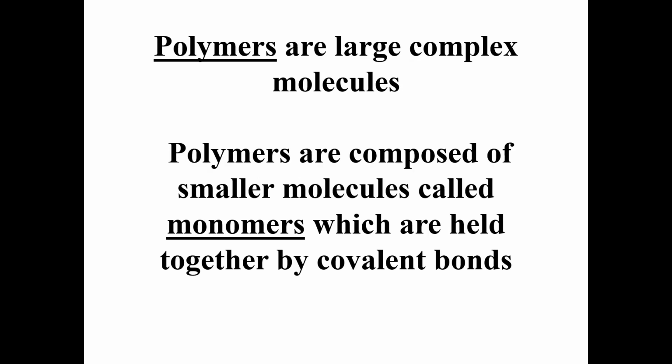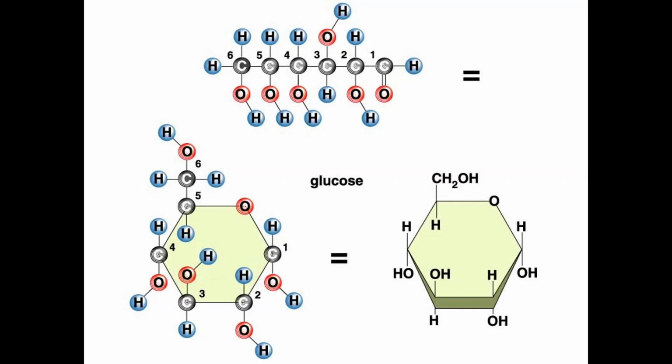And what can these be? Well, they can be what we call polymers. And polymers are just large complex molecules. And they're formed from a bunch of smaller molecules that we call monomers. And monomers are always held together by covalent bonds. Okay, and so let's look at that. So glucose by itself is a monomer.